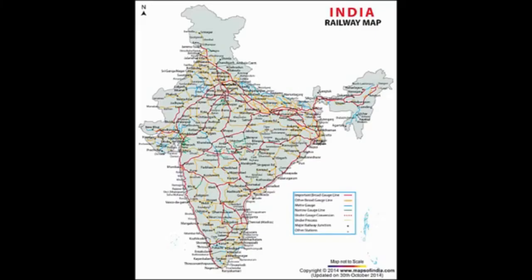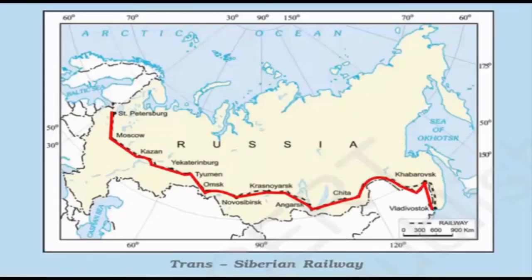Indian railway network is well developed. It is the largest in Asia. So if you look at this map, it is the longest railway system connecting St. Petersburg in Western Russia to Vladivostok on the Pacific coast.